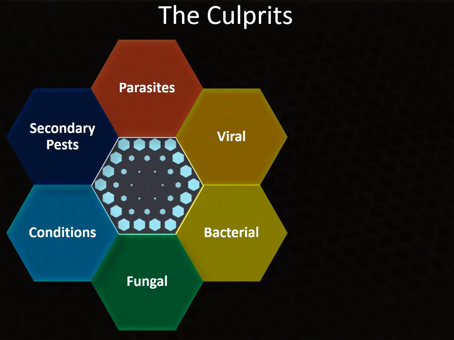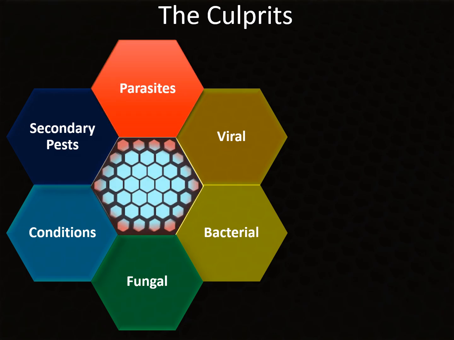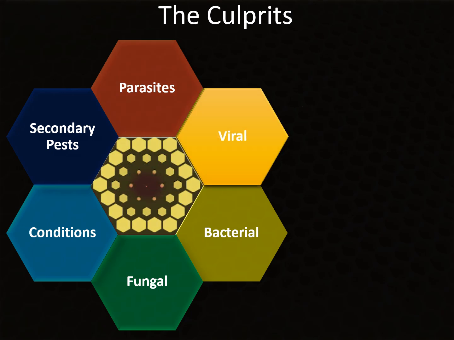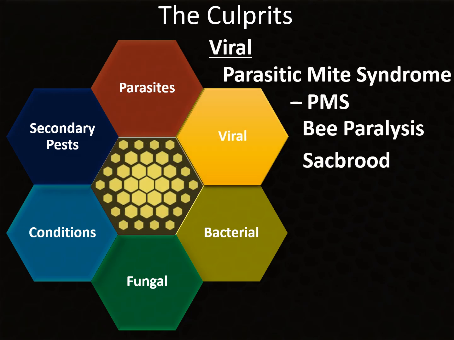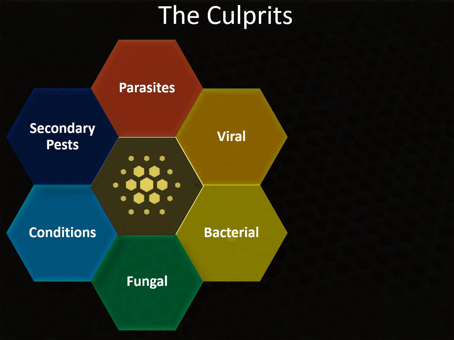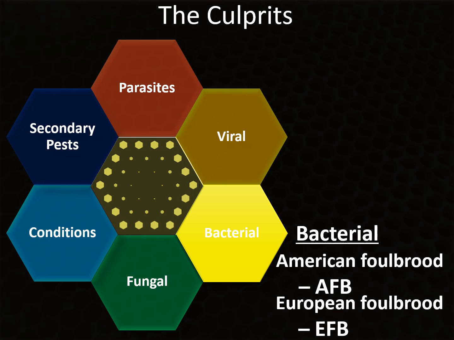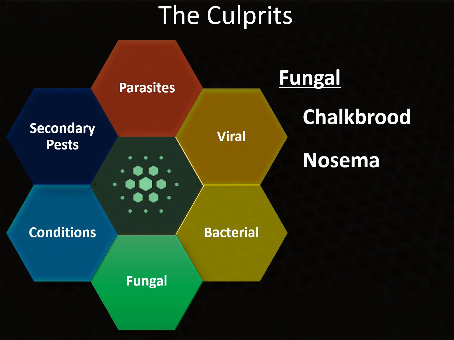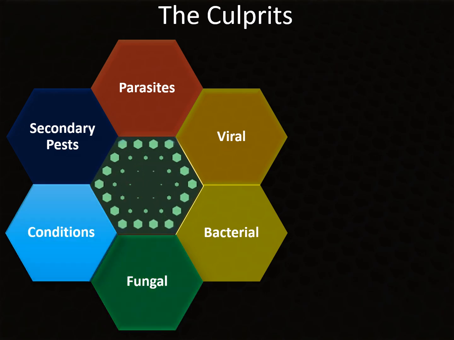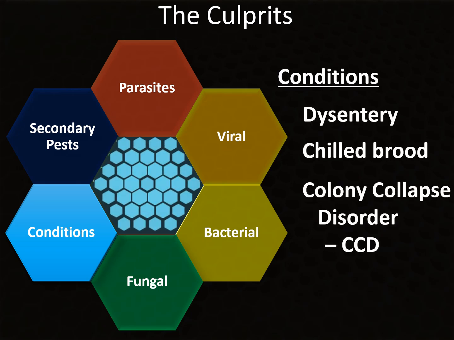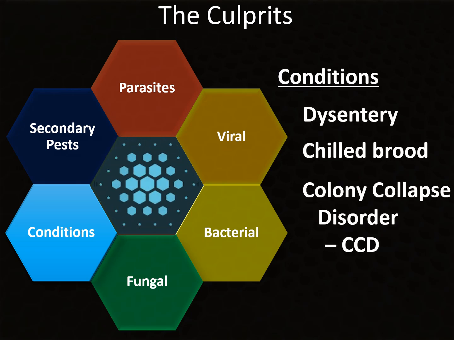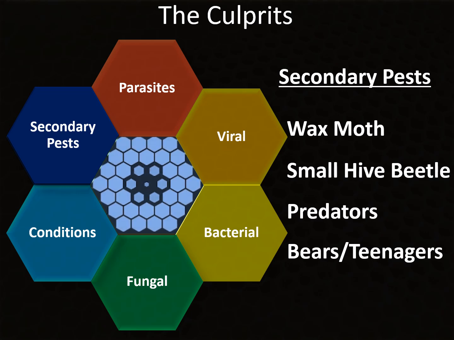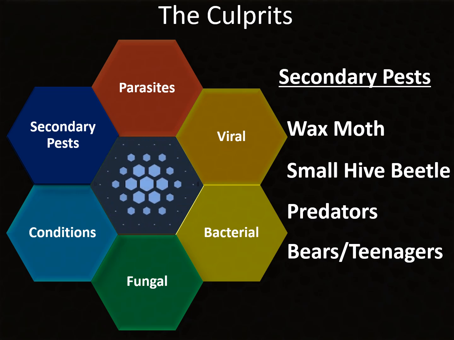So the culprits we're going to be discussing in this presentation are parasites, so your varroa mites and your tracheal mites, some of the viruses, parasitic mite syndrome, bee paralysis, sac brood, some of your bacterial issues, American foul brood and European foul brood, some of your fungal issues, such as nosema and chalk brood, some conditions like dysentery, chill brood, and colony collapse disorder, and some secondary pests, wax moth, small hive beetle, predators, bears and teenagers, mice.